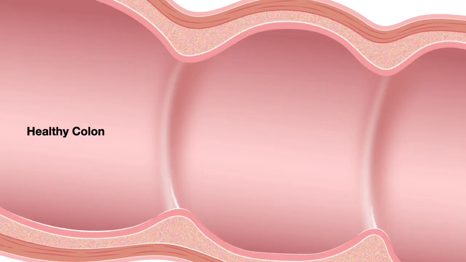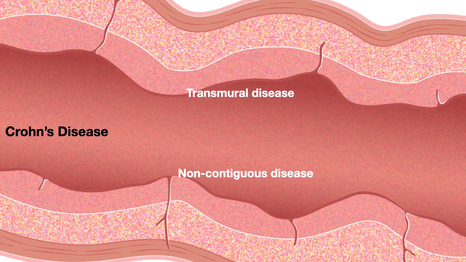In contrast, when you look at Crohn's colitis, the inflammation is involving not only the mucosa but also the submucosa and extends through the wall. It is transmural inflammation. Unlike ulcerative colitis, in Crohn's colitis, the colitis is not necessarily contiguous. You could have skip lesions.